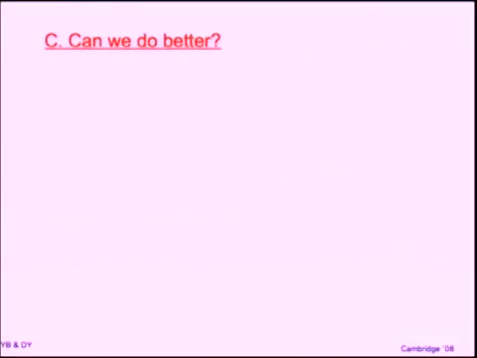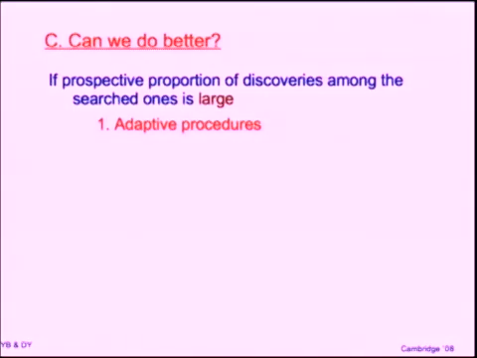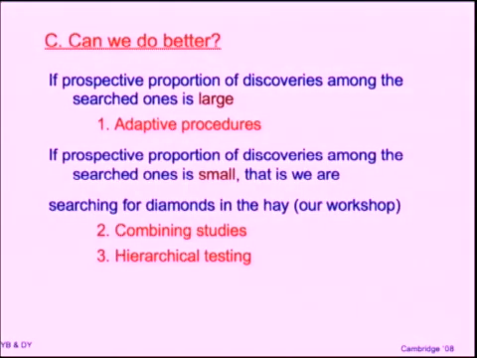Well, better than that usually goes in 2 directions. First, if the prospective proportion of discoveries among the searched ones is large, if we have many things to discover, then the direction is the adaptive procedure, and that direction has been well developed. If the proportion is small, that is, we're searching for diamonds in the hay, very few findings among the huge ones, then I'll present 2 new ones. One is combining studies, and the other one is hierarchical testing. But first, about adaptive procedures.